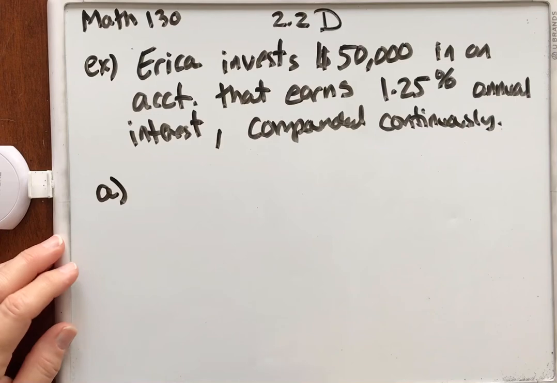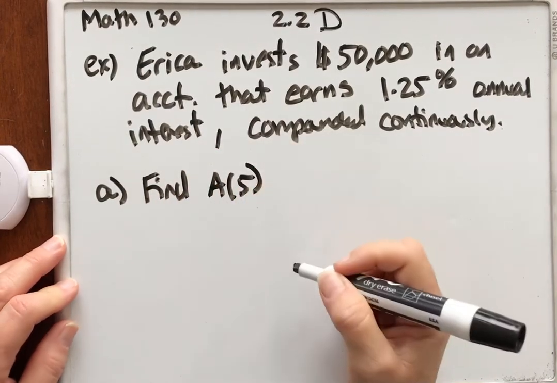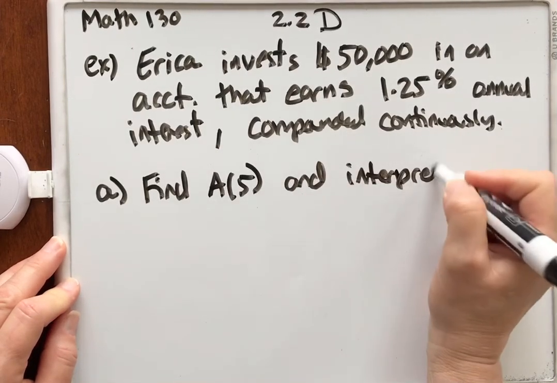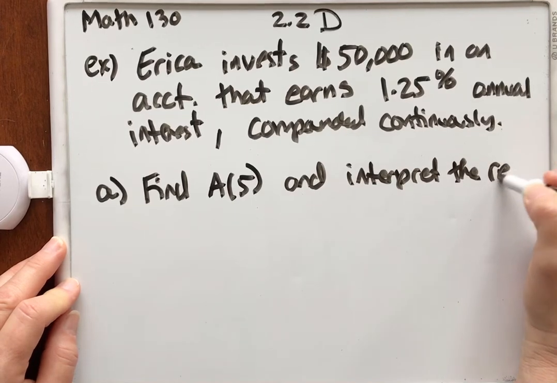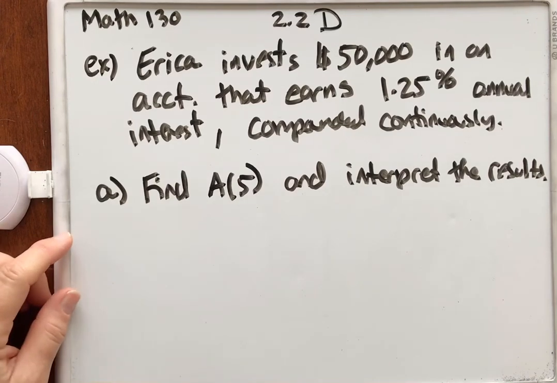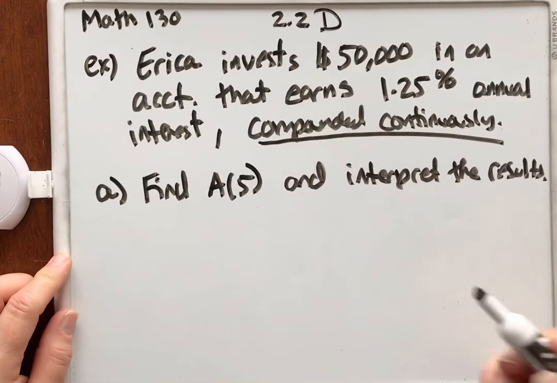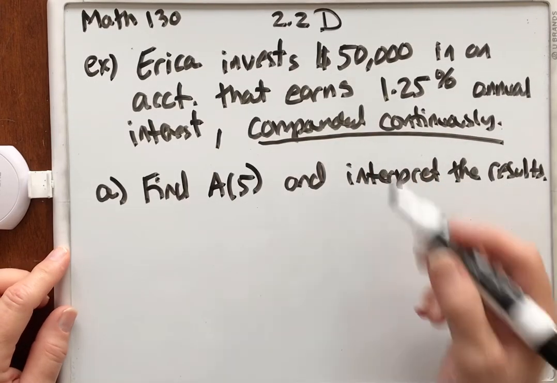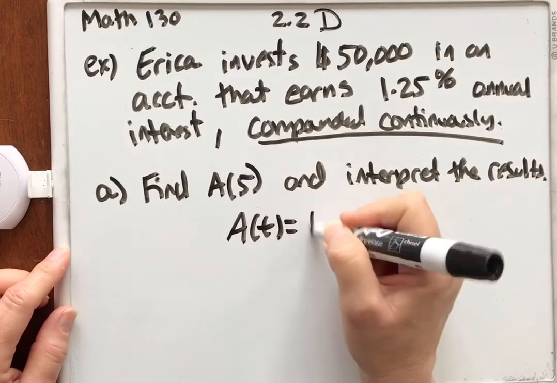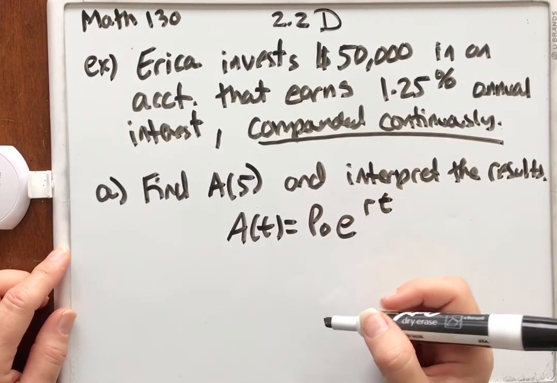So, for letter A, find A of 5 and interpret the results. Well, we look at this problem and we see compounded continuously. Those are our key words. We have an investment, so we know right away we're going to have A of t equals P naught e to the RT.